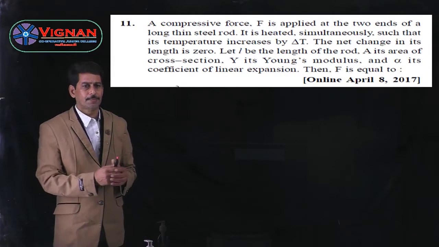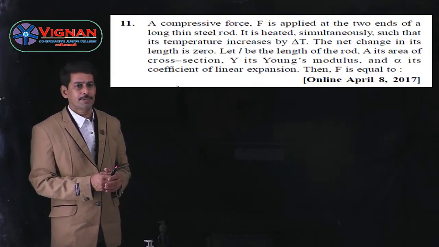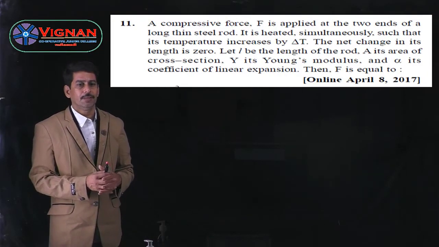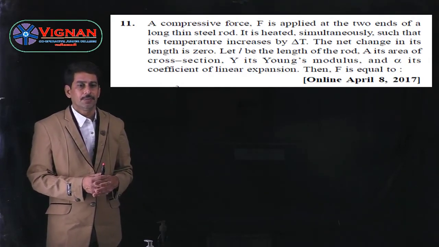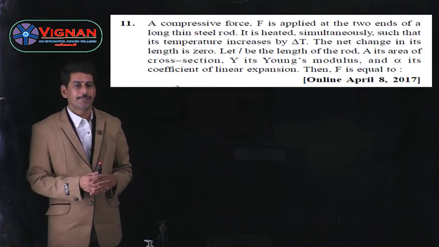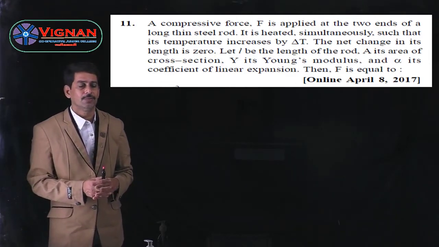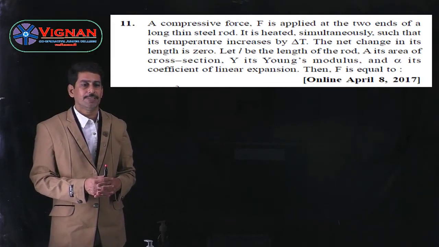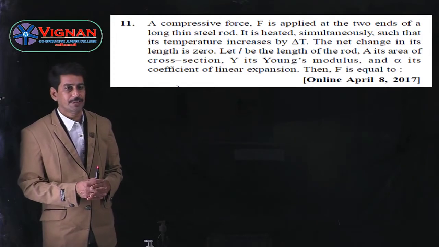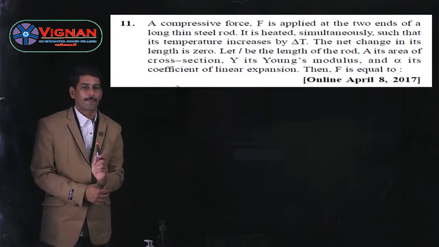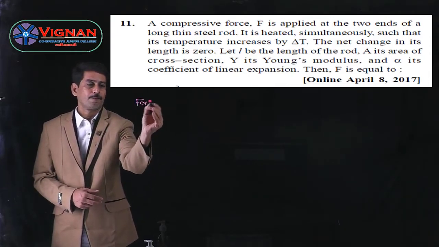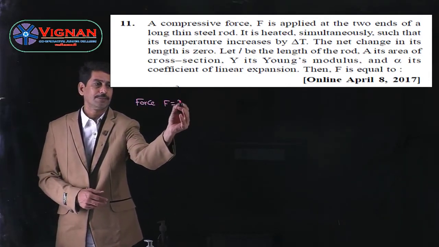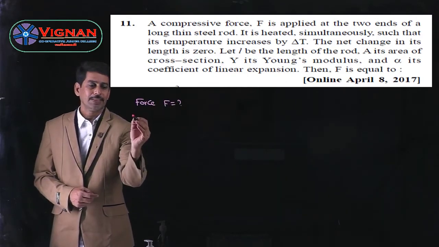So this is the force developed. The next problem. A compressive force F is applied at the two ends of a long thin steel rod, and it is simultaneously heated so that the temperature increases by delta T. The net change in the length is 0, and if L is the length of the rod, A is the area of cross section, Y is the Young's modulus, and alpha is the coefficient of linear expansion, then force is equal to. So we are asked to find the force F. The temperature is increased by delta T.